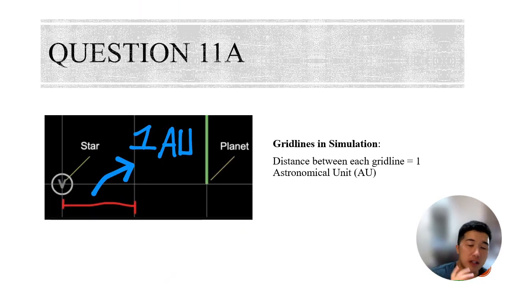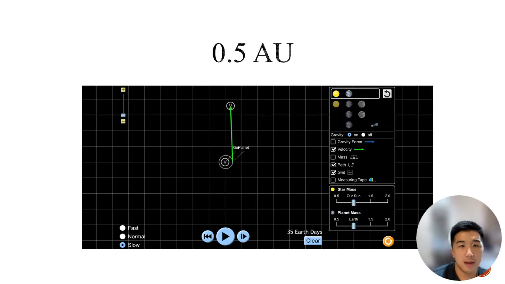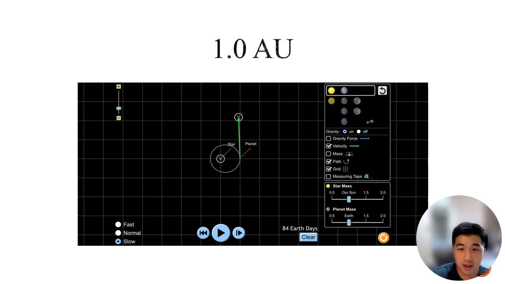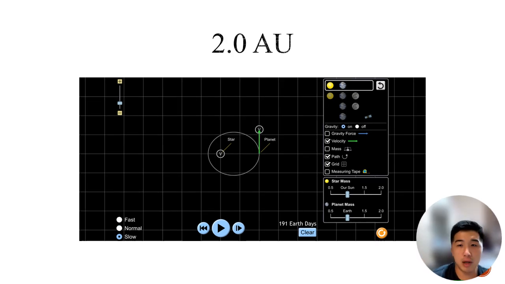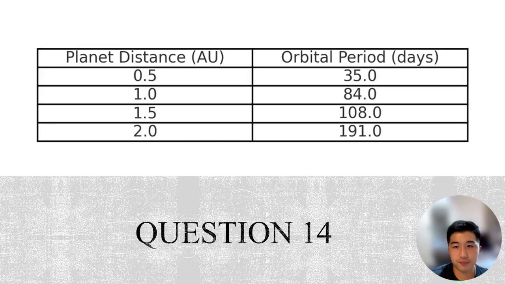Okay, this is the question for 11. From the simulation, when the grid lines are turned on, the distance between each grid line represents one astronomical unit, or 1 AU. Next is going to be 0.5 AU. And here are the results from 0.5 to 2 AU. We start with 0.5 AU, 1.0 AU, 1.5 AU, and 2.0 AU. And here's the table of distance in AU and orbital period in days.